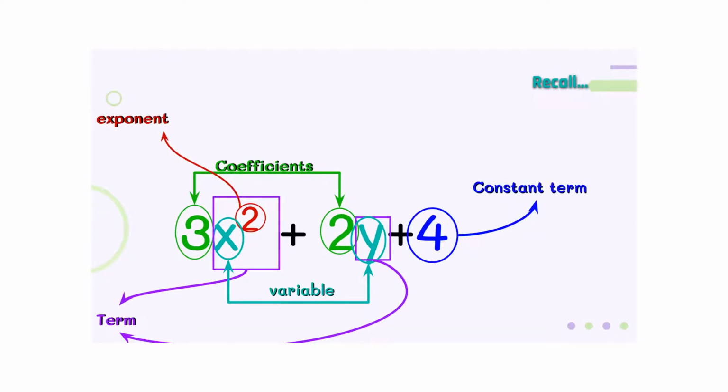If you recall, the parts of an expression are the coefficients, the variable, which is the letter x or y, the exponent, which is the number that comes after and above the variable, the term, and the constant term.